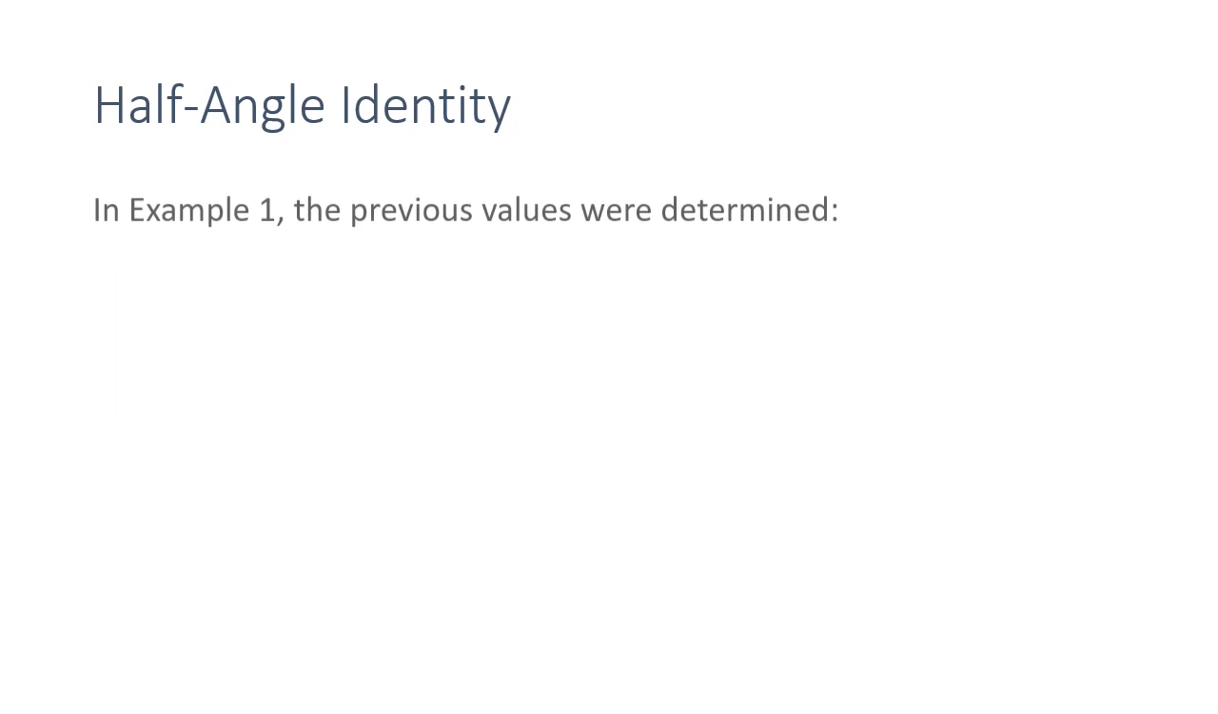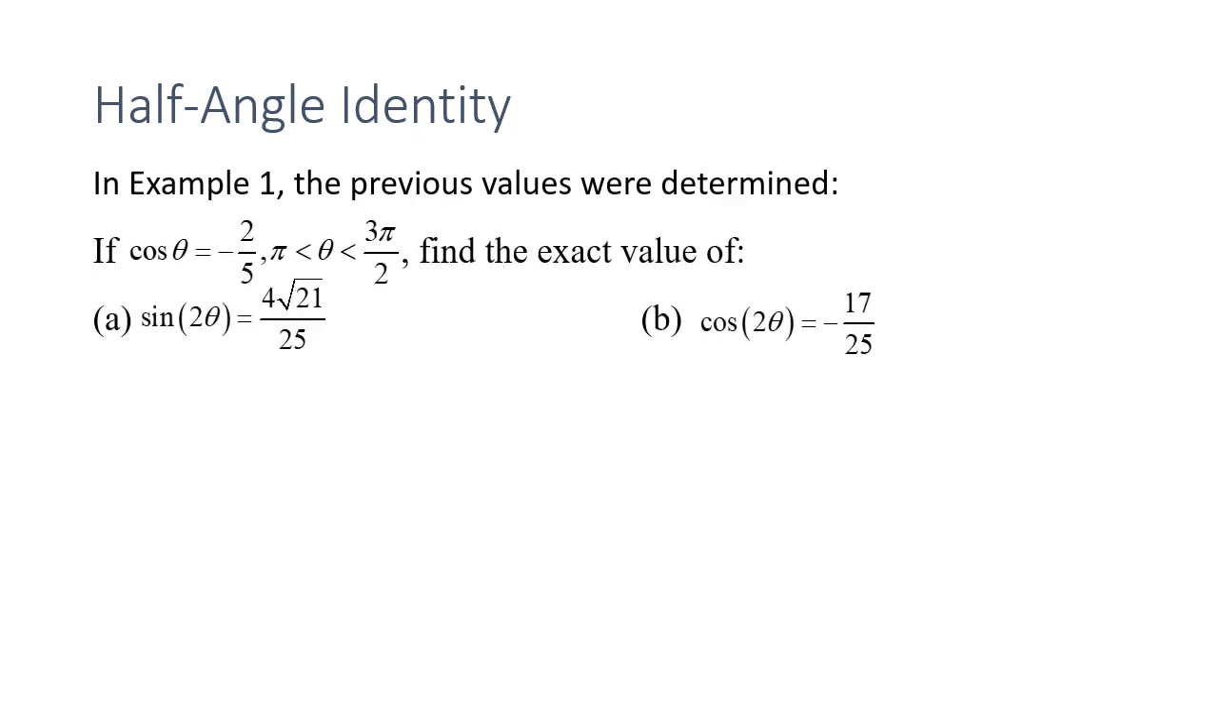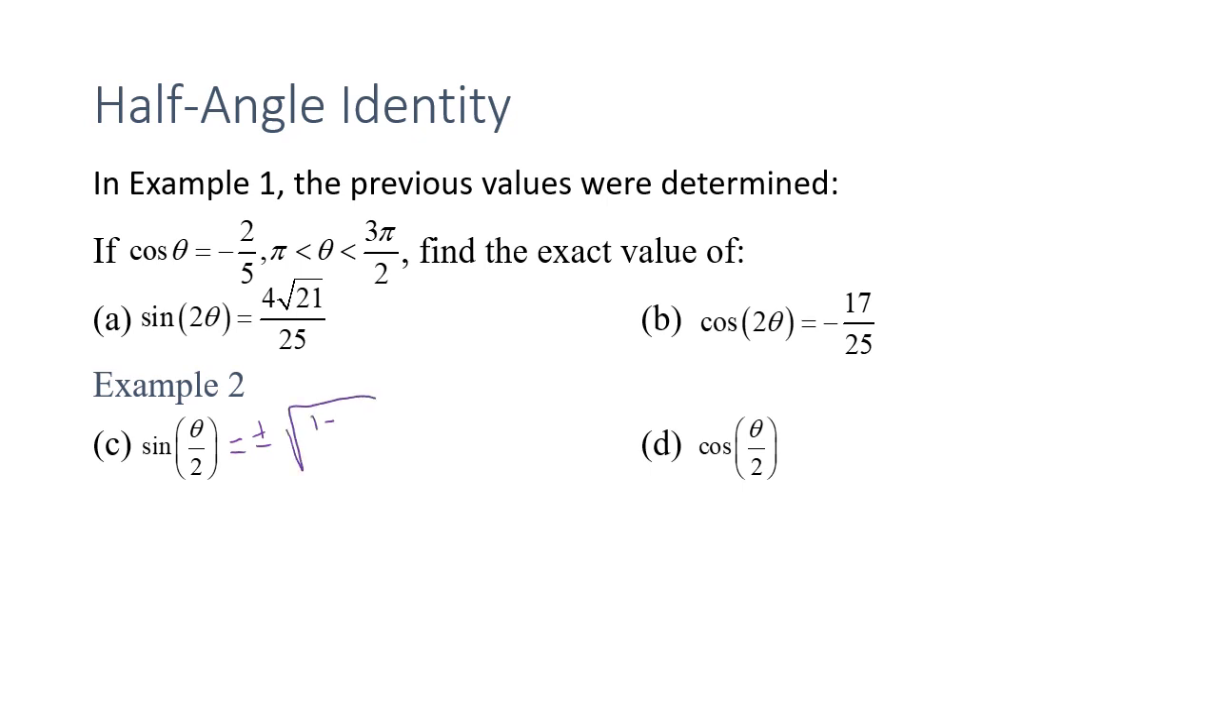So let's go through and use these formulas to evaluate this. So we found before that the sine of 2 theta was 4 root 21 over 25, and the cosine of 2 theta was this. Now, if we were asked to find the sine of alpha over 2, now we're going to have to use those half angle formulas. So the half angle formula from that previous page for the sine was plus or minus the square root of 1 minus cosine theta all over 2.